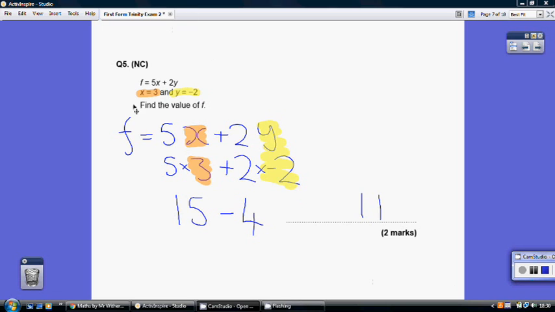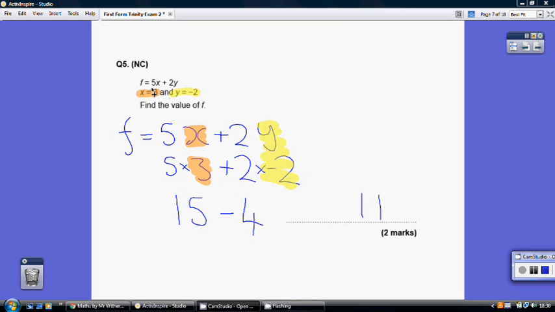Question 5. So let's read the question carefully. F equals 5 times whatever x is, and then you add on 2 times whatever y is. Now remember what x and y are. They're just numbers that at this point we don't know. So once we find out what they are, we just pop them in here. Now we're told that x happens to be 3 and y happens to be -2. So we just pop these into this equation.